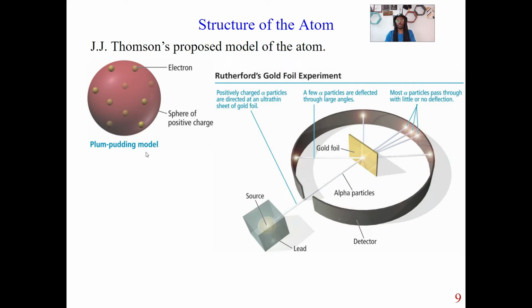Now, of course, someone had to test that theory, because this plum pudding model is a theory that Thomson came up with. And because of the scientific process, we understand that theories can always be tested. They will always be tested. So here comes another scientist, Rutherford. He's going to do this experiment. He calls this the gold foil experiment.